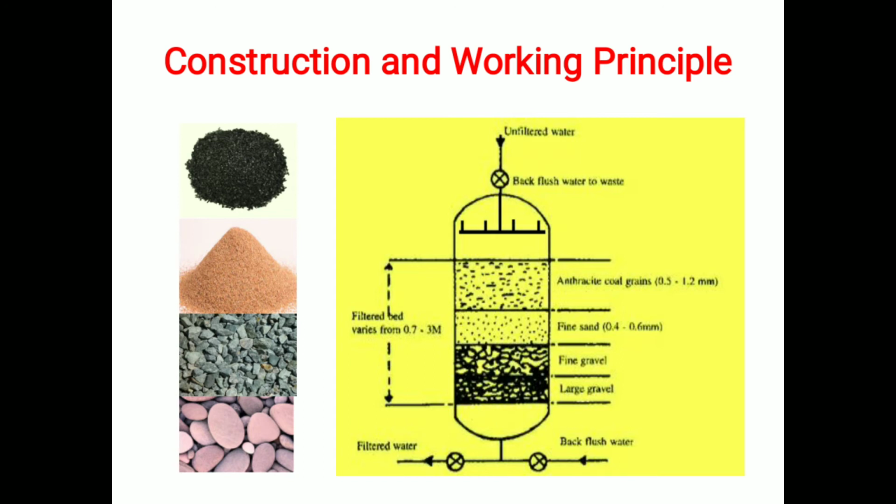Now we'll see the construction and working principle of the activated carbon filter. This is the schematic diagram of the activated carbon filter. You can see this is the body of the activated carbon filter. This is the inlet line, the untreated water line, which we are going to treat inside this. So this is the inlet water line, and this is the header.